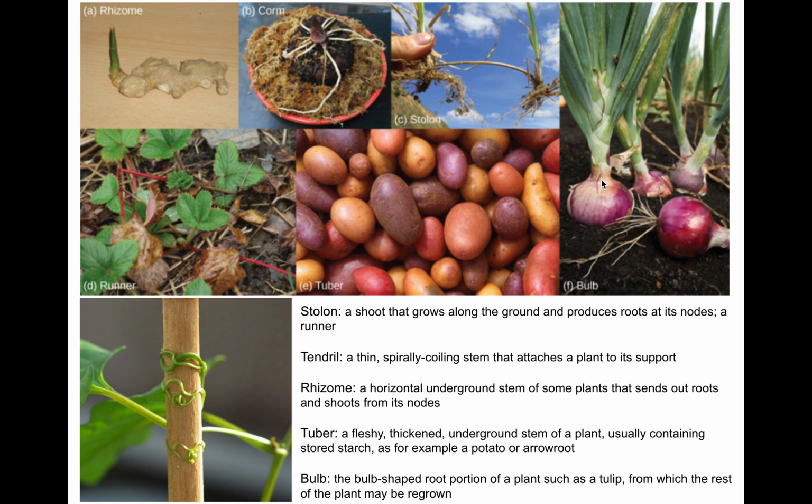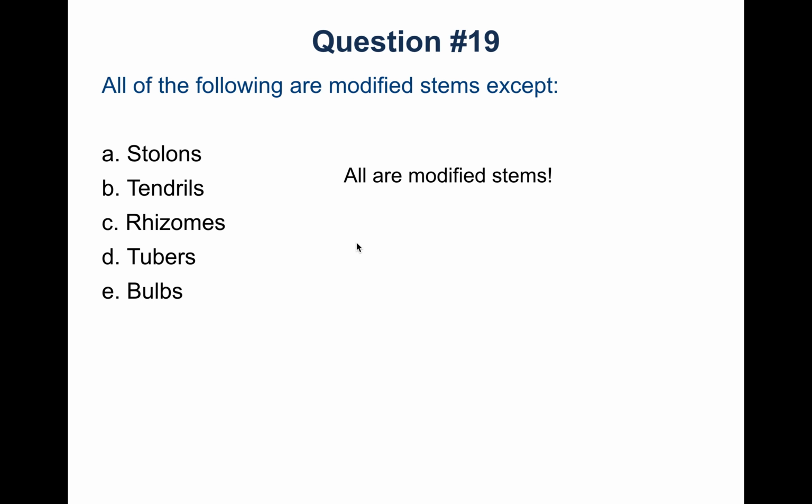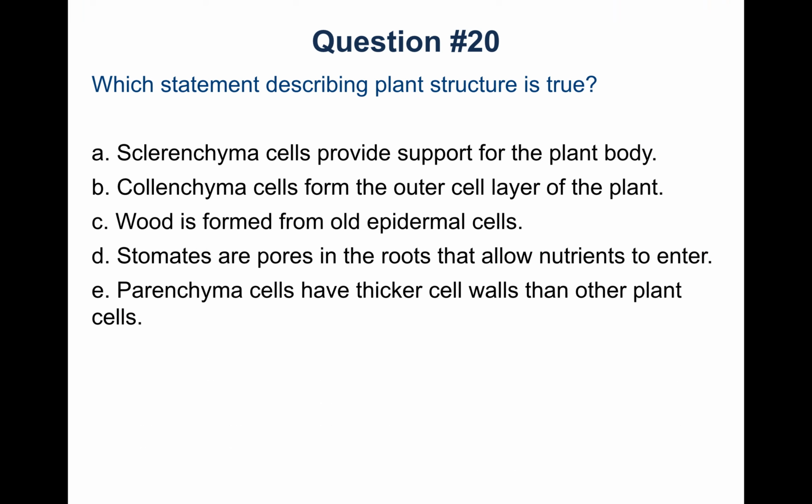And then finally, you've got the bulb. The bulb-shaped root portion of a plant, such as a tulip, from which the rest of the plant can be regrown. All right, so here's the bulb right here. So you've got roots that can come out from this side, and then the upper part that can come out from this side. So really all are examples of modified stems.